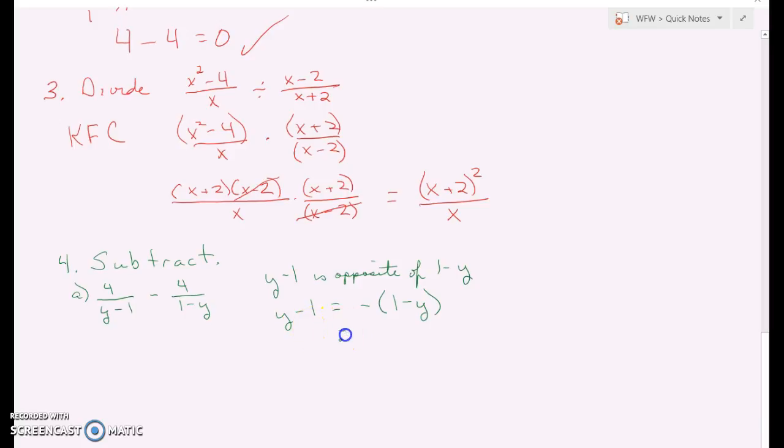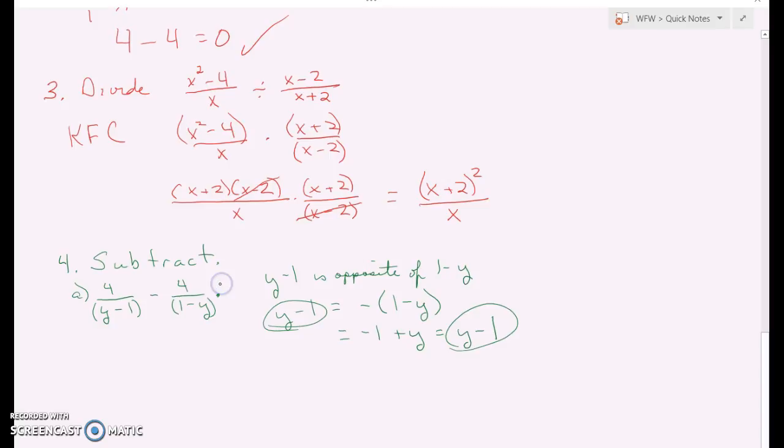So let's check that out. Distributing the negative, you get negative 1 plus y, which is y minus 1, because when you're adding, you can switch things around. And y minus 1 is the same thing as this. So y minus 1 is the same thing as the opposite of 1 minus y. Notice that our denominators in this problem are opposites. One is y minus 1 and the other is 1 minus y. Let's go ahead and put our parentheses around our binomials.